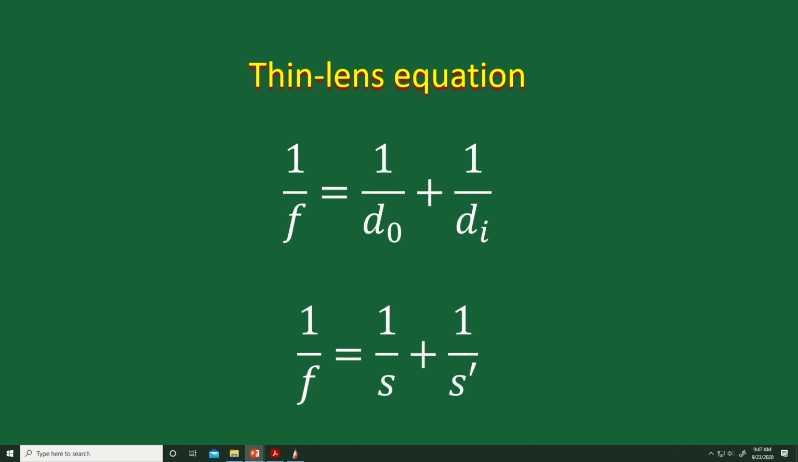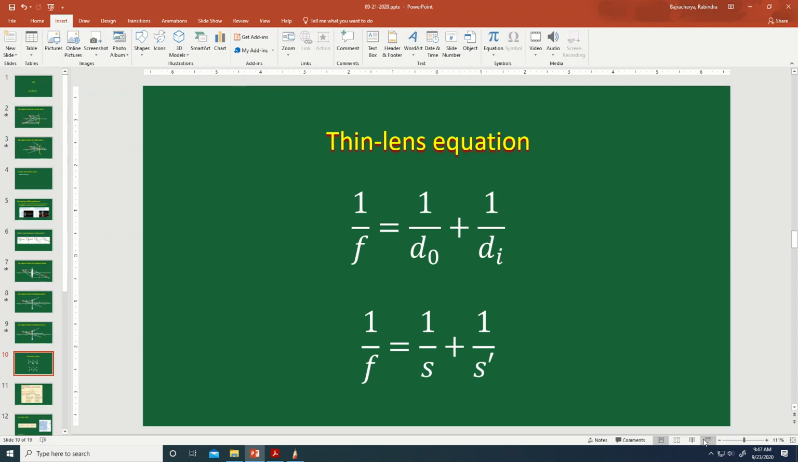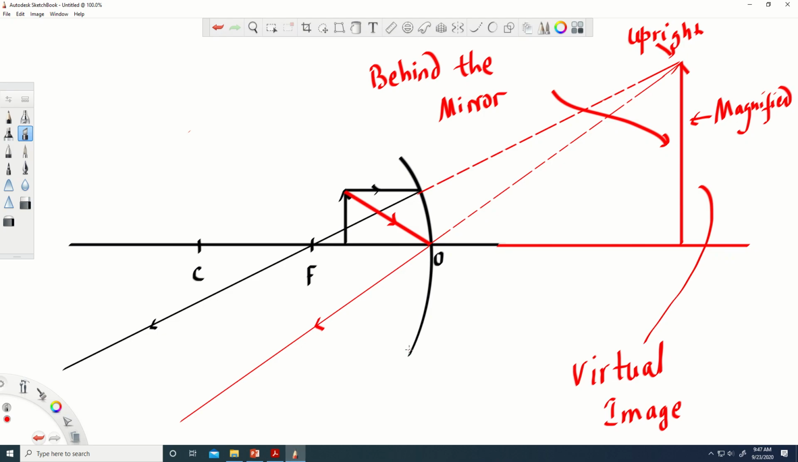Now, some textbooks use the symbols O and I, and some textbooks use S and S prime. So the meaning of those things are, let's go to this picture. S is object distance. It's the distance between the lens or the mirror and the object. So in this case, our object is this one. The distance between O and this object is S.